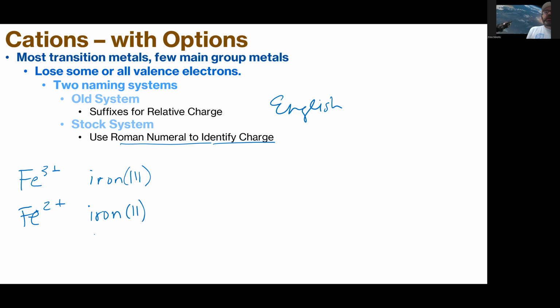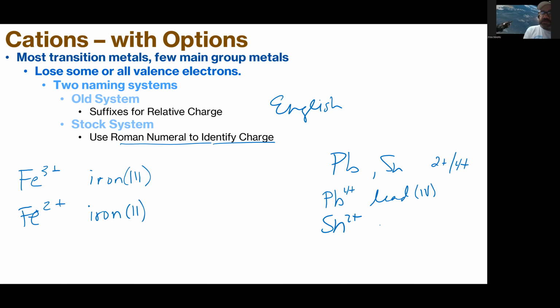There are the handful of main group ones, mainly lead and tin, which could be 2 plus or 4 plus. So that's things like saying Pb 4 plus would be a lead 4. I don't want to do lead again. I'm going to run out of room. Tin 2 plus would be a tin 2. Okay, so the Roman numeral is just whatever the charge is. Yeah, that's all I really need to say on that.